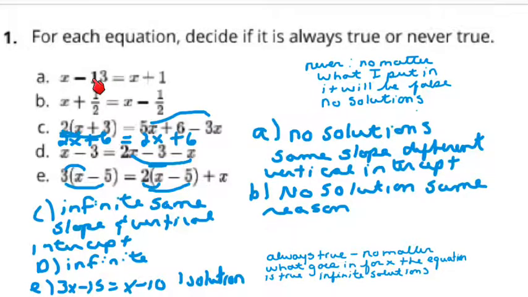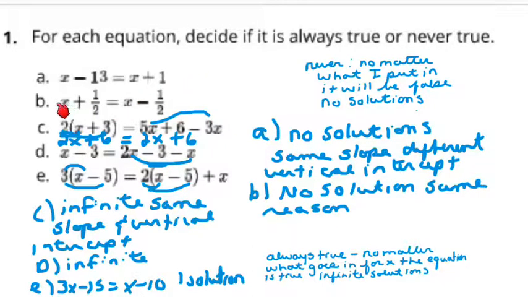Okay, so on the first one, I noticed that they both have a slope of 1, and the y-intercepts are different. Here it's -13, and here it's 1. That means there's going to be no solutions because the lines are going to have the same steepness, but they'll start in different places, so they will never intersect. They're going to be parallel lines.